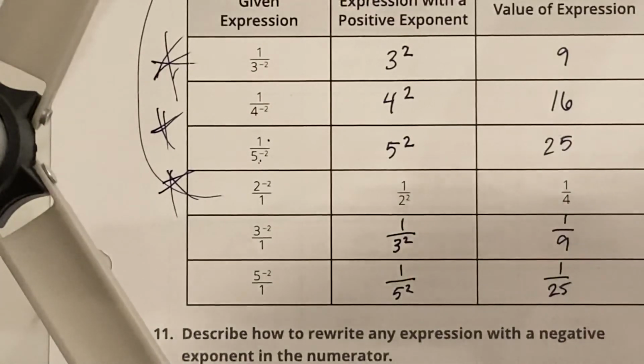Okay. Describe how to rewrite any expressions with negative numbers. We talked about the negative inverse. Describe how to rewrite any expression with negative exponent in the denominator. We're doing the negative inverse.